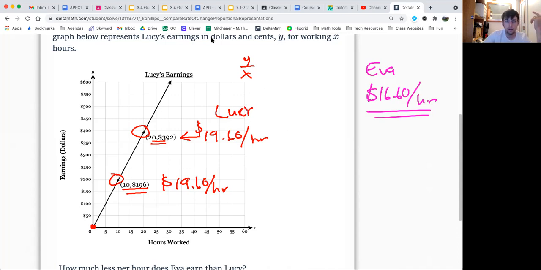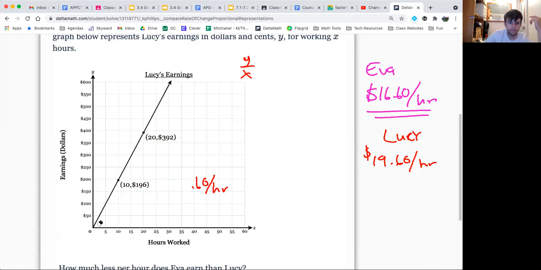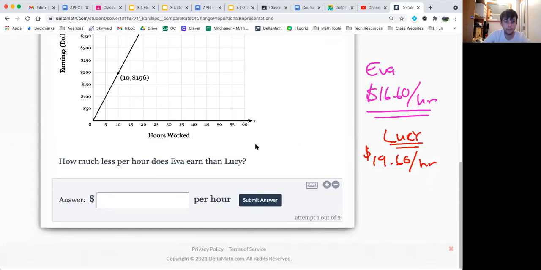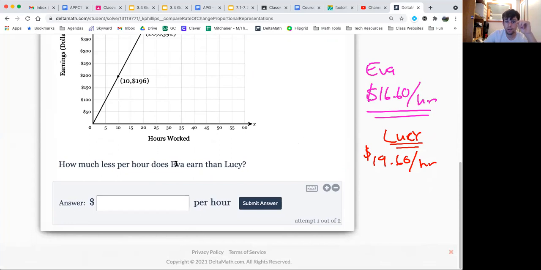Let's just drag this over here real quick. And let's erase all this other stuff. Just sort of comparing these so we can talk about it. Lucy is obviously earning more money, 19.60 to 16.60, so it's actually $3 more that Lucy is earning per hour. How much less per hour does Eva earn? Oh, so Eva earns $3 less per hour.